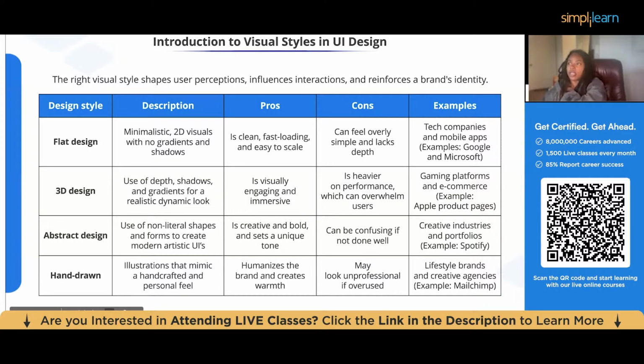And then for an example of that is that tech companies and mobile apps, for examples like Google and Microsoft, they all use like flat design. Another one that is, I would say, pretty popular is 3D design. It allows the use of depth, shadows, and gradients for a realistic dynamic look. It's visually engaging and immersive, and it's heavier on performance, which can overwhelm users.